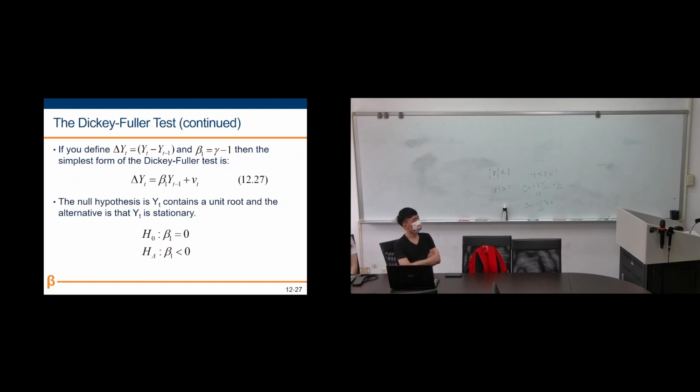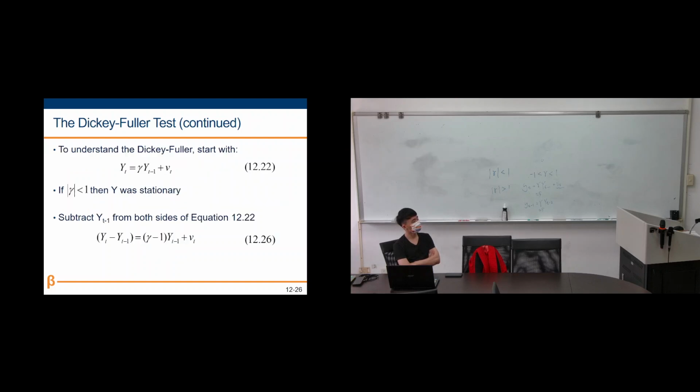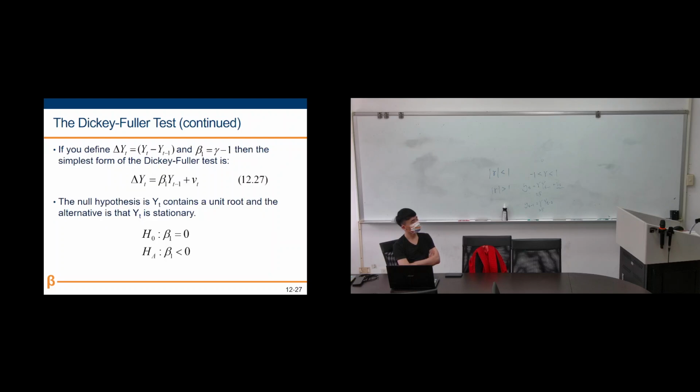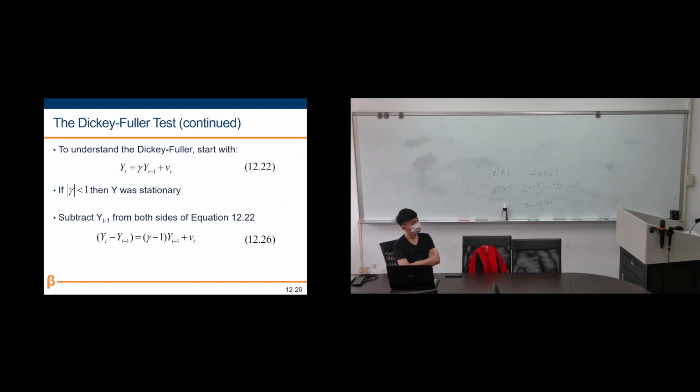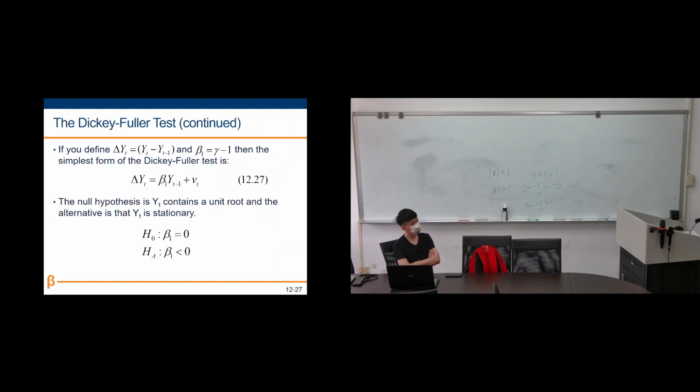Look back to 12.26 and this one. This is delta y t. And this one, they express as beta. So look at this one. Did you see? Beta equals gamma minus 1. Understand it? You all follow me? Okay. So I can express 12.26 as 12.27.